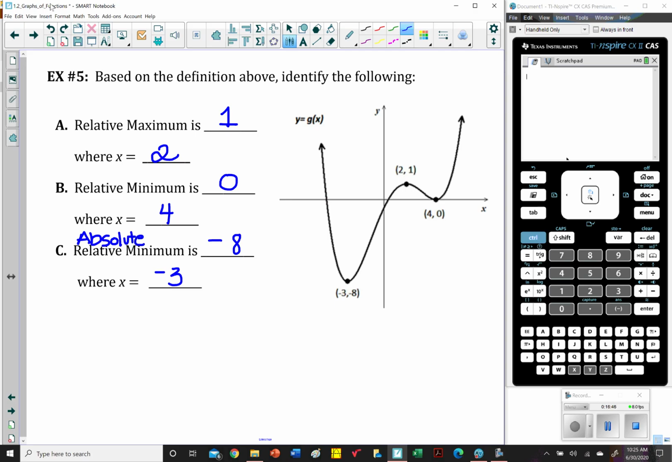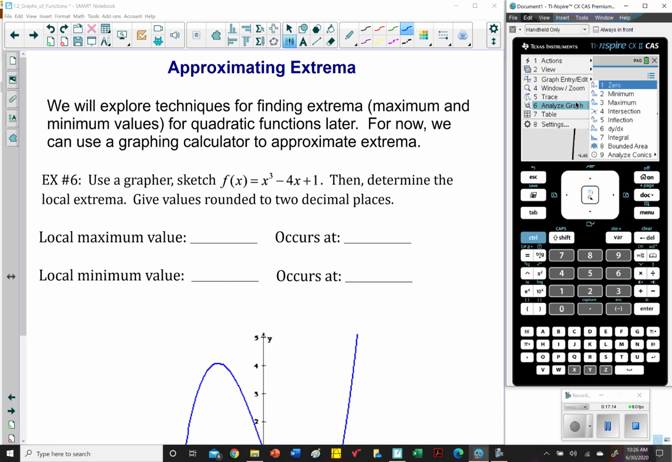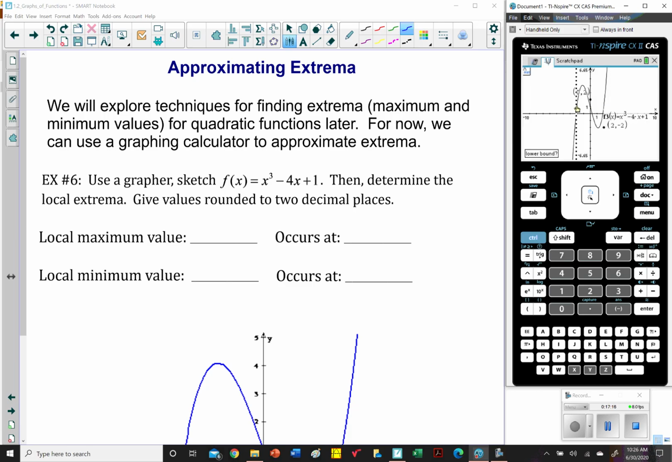So we've looked at it graphically. Now we want to approximate it with our calculator. I have that graphed here. Let's see. I want to get rid of that one. So turn this one off and go to the third one, turn that one on. So we're looking at the local maximum. Again, I'm going to use that feature, analyze the graph, and look for the maximum. So over here to here, it looks like the maximum is 4.08.